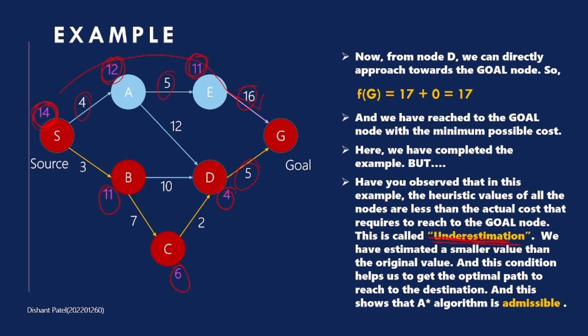There are two conditions: underestimation and overestimation. If we choose the condition of underestimation, we find the optimal and the most cost-efficient route to reach the goal node. Okay, this shows the admissibility of the A star algorithm. Okay, so I hope you have understood this example very well.